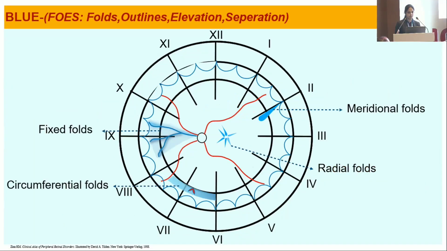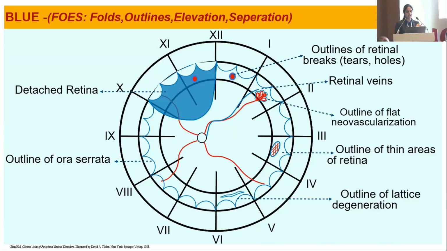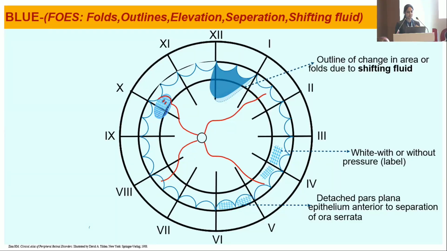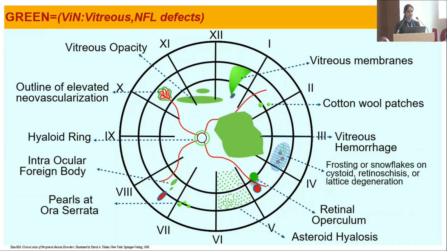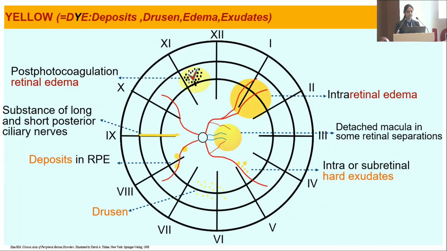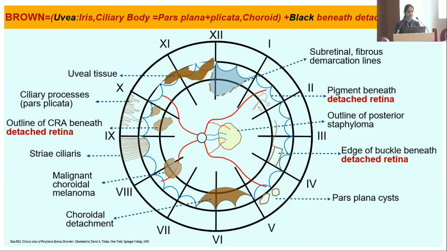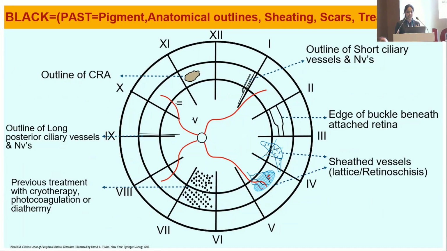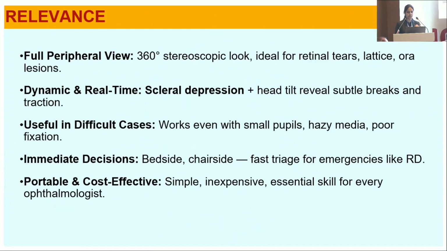And blue represents folds, outlines of breaks, neovascularization, thin areas of retina and lattice degenerations, and also elevations like cysts, tufts, tracts, cystoid degeneration and so on. Also it represents shifting fluid and separation like detached retina. And green represents all the vitreous structure and NFL defects. Yellow represents deposits, drusen, edema and exudates. Brown represents all the uveal structures and black beneath the detached retina. Black represents pigment, anatomical outlines, sheathing, scars and treatment like the cryotherapy.